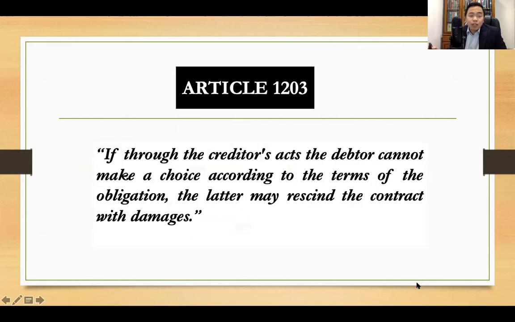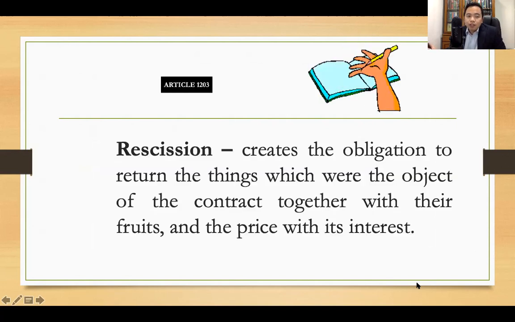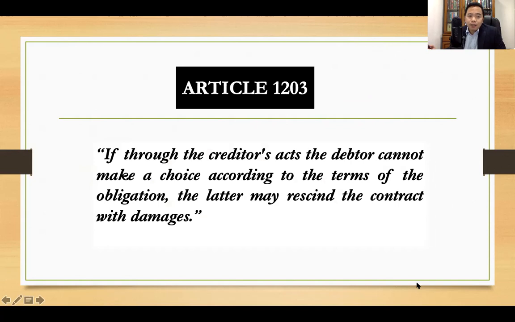Take note, class, under Article 1203, if through the fault of the creditor the debtor cannot make a choice, then the debtor can choose rescission and ask for damages. Take note of that article.